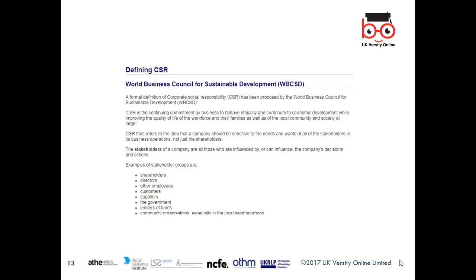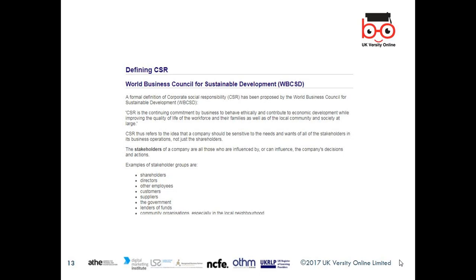So, local jobs for the local people. Yes, so we need to look around, for example, setting up locally, providing free parking to the local community, building a park for local communities, building a school for local communities. So CSR refers to the idea that companies should be sensitive to the needs and wants of the stakeholders in business operation, not just the shareholders.